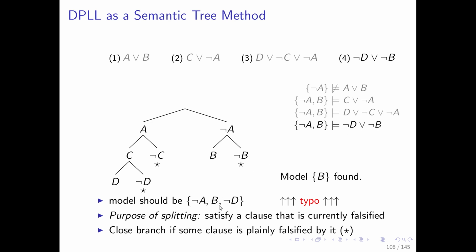Why haven't I put C in here? Because actually the truth value of C is irrelevant, right? Because this thing, the B makes that true, the not A makes that true, the not A makes that true, and the not B makes that true. So the truth value of C is actually irrelevant. I don't want to put C or not C in here because the model doesn't care.